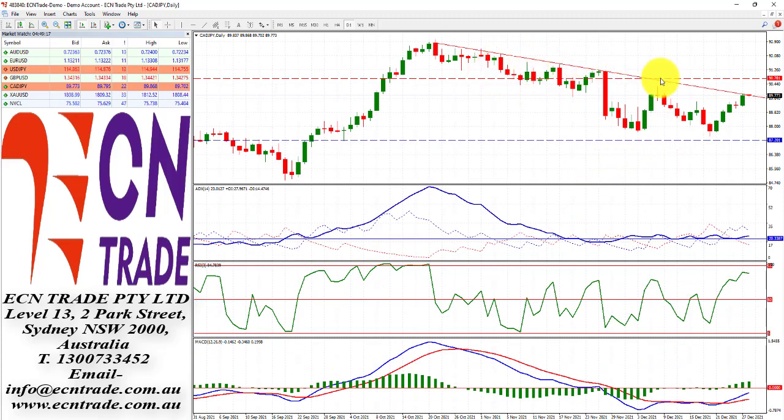CAD yen has hit the trend somewhere around the 89.90 figure. I feel we're getting very close to a rejection from this point and should see a pullback towards 88.85 or down to about 88.25, and reassess from there.